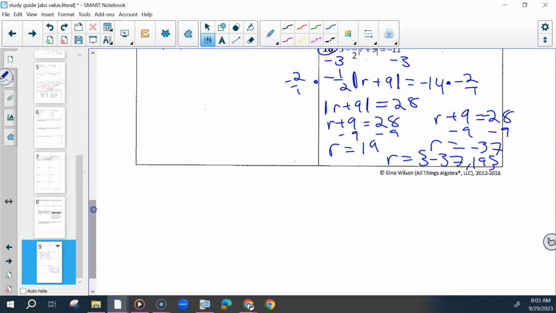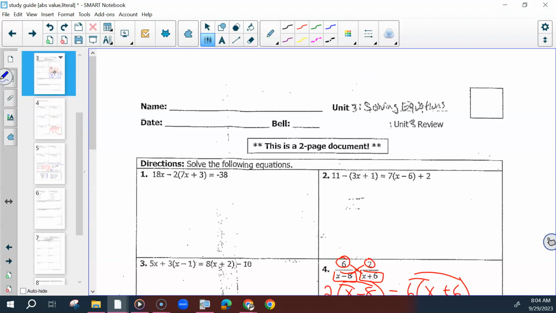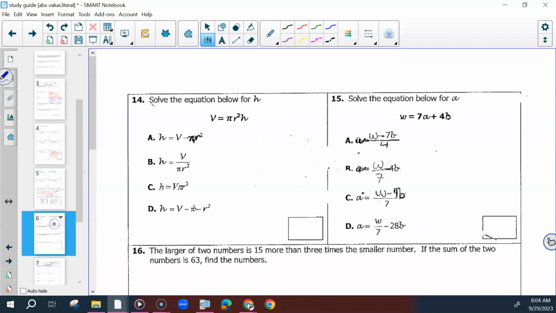Any others on that page? Okay. All right, literal problems start on, counting pages, page 6, but it's the back of page 3. 14 and 15 at the top. I should have labeled these pages. Have questions on either of those?